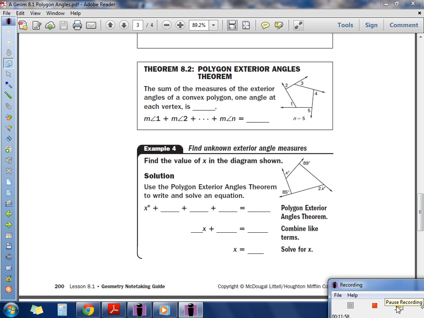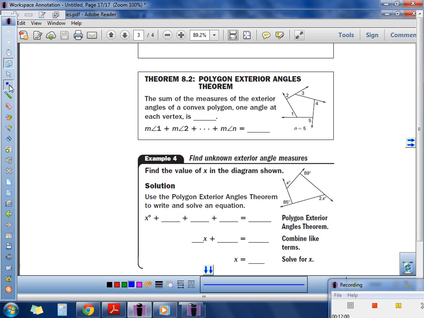All right, on Theorem 8.2, things change a little bit. We go from talking about interior angles to talking about exterior angles. So notice, typically our interior angles are right here where I place this little blue dot. But now we're doing the one right next to it. That's an exterior angle. What do you notice about these relationships right here between these two? Ah, nice. These are supplementary. They're a linear pair. That's why they are supplementary. So if I put another angle here, these two would be supplementary.